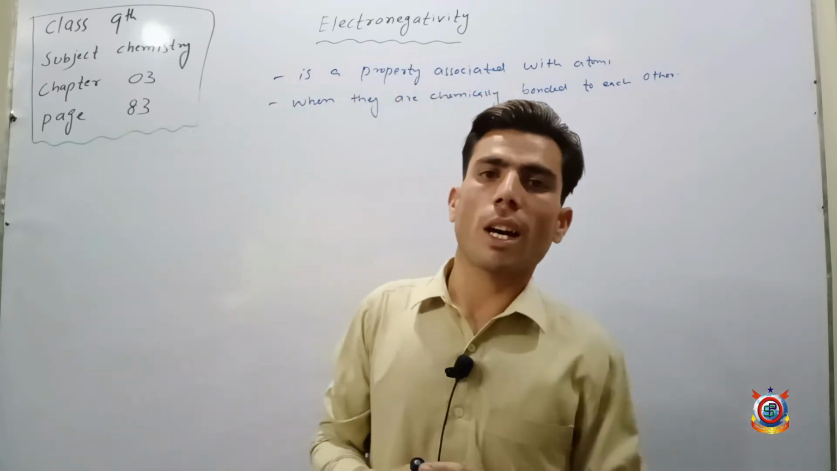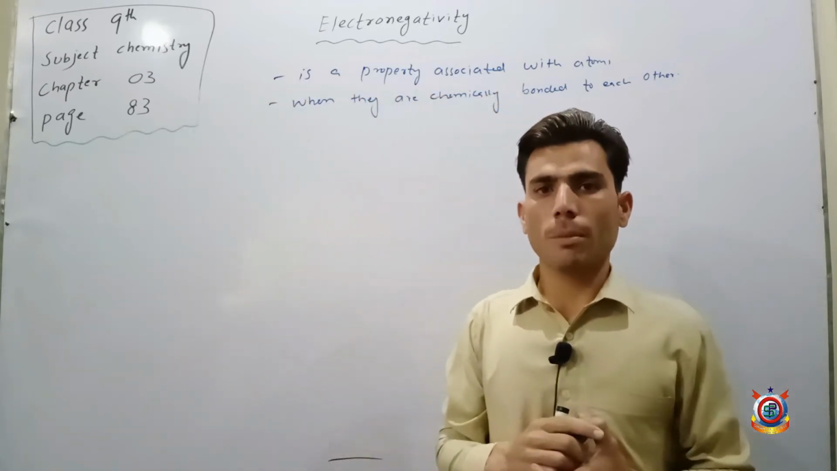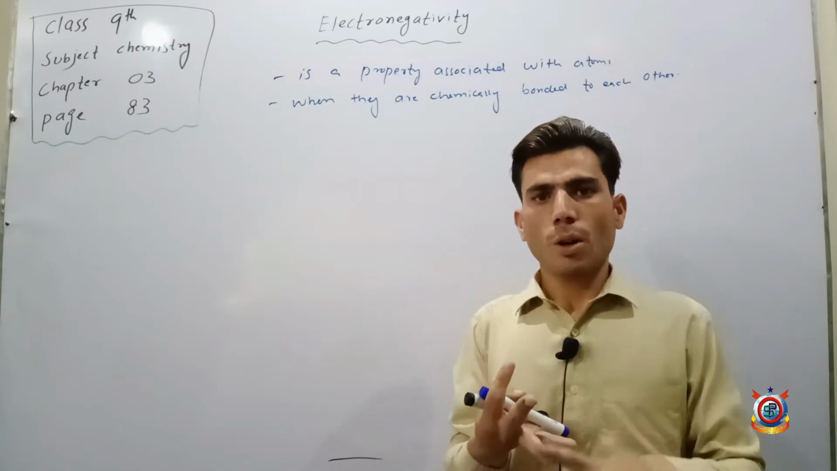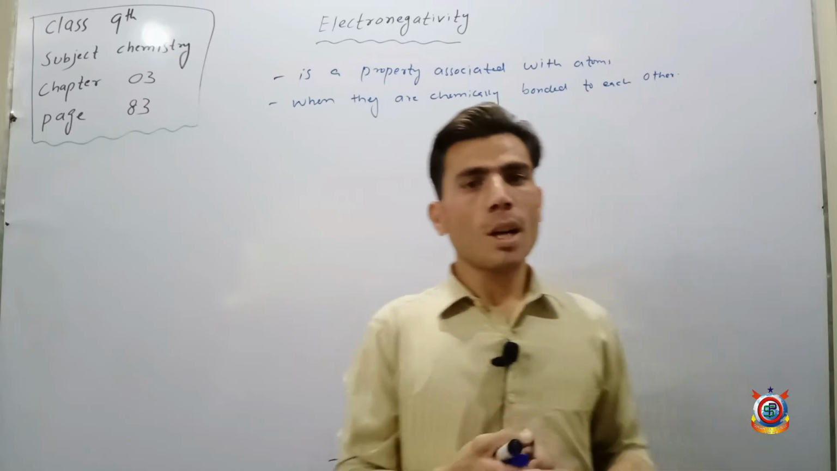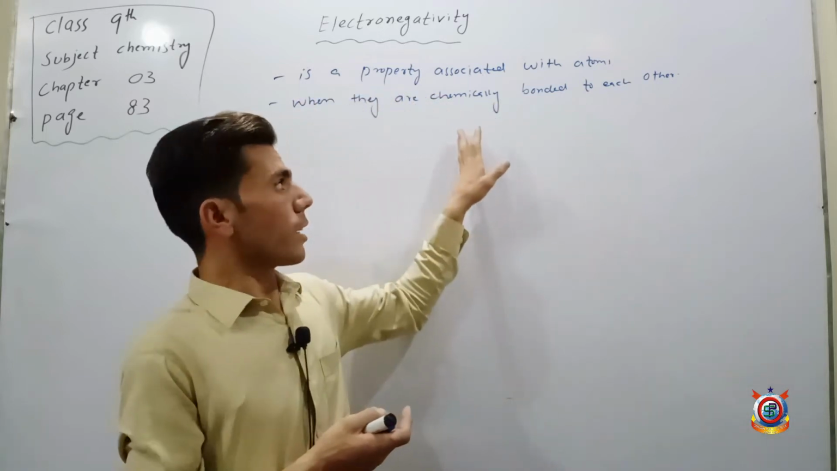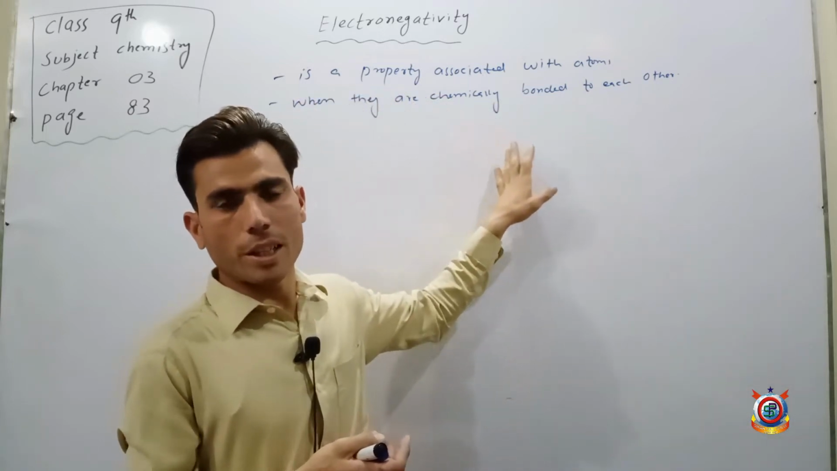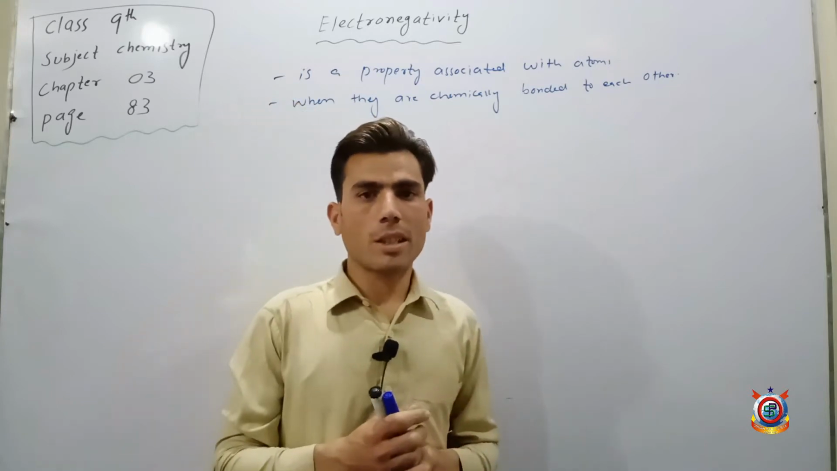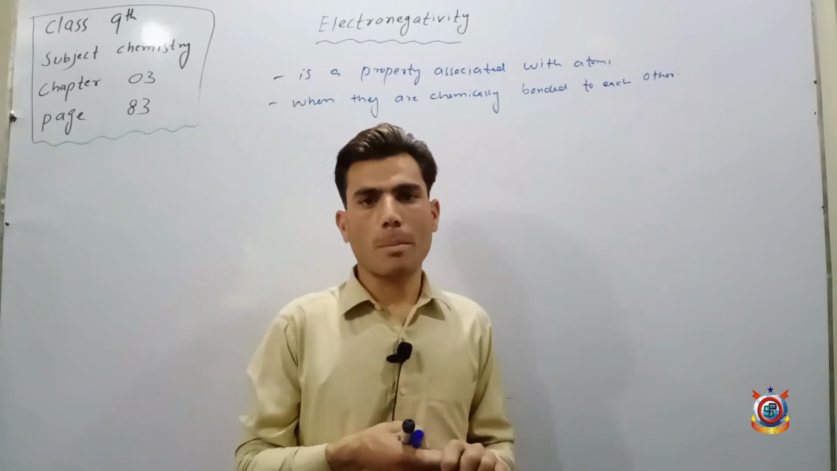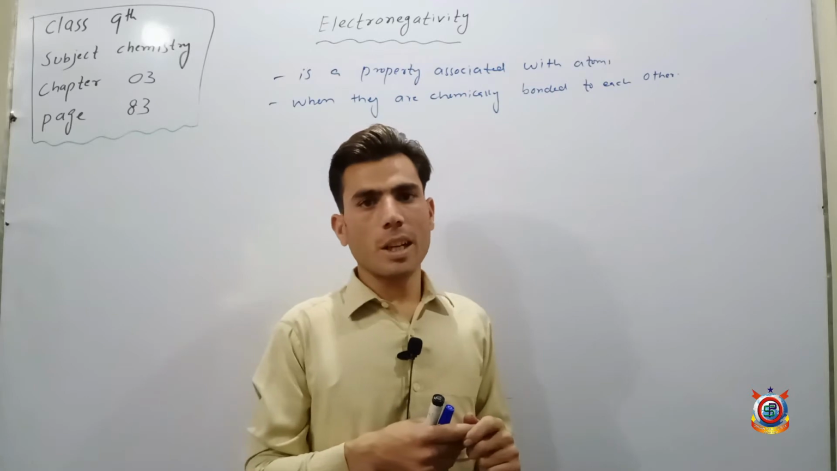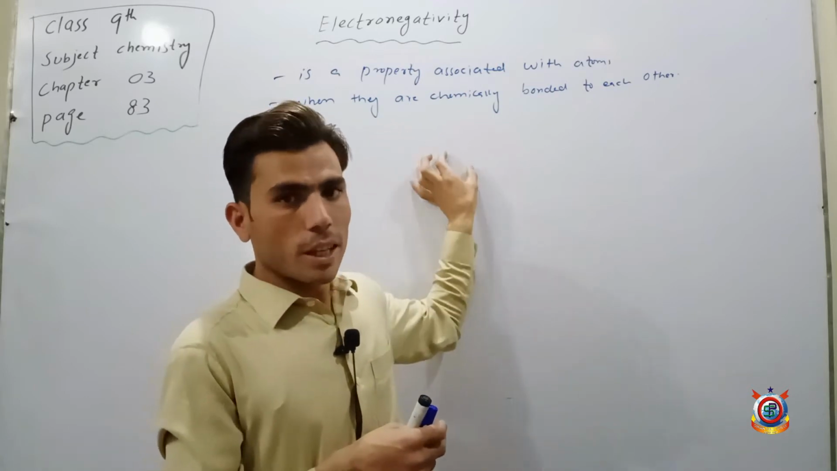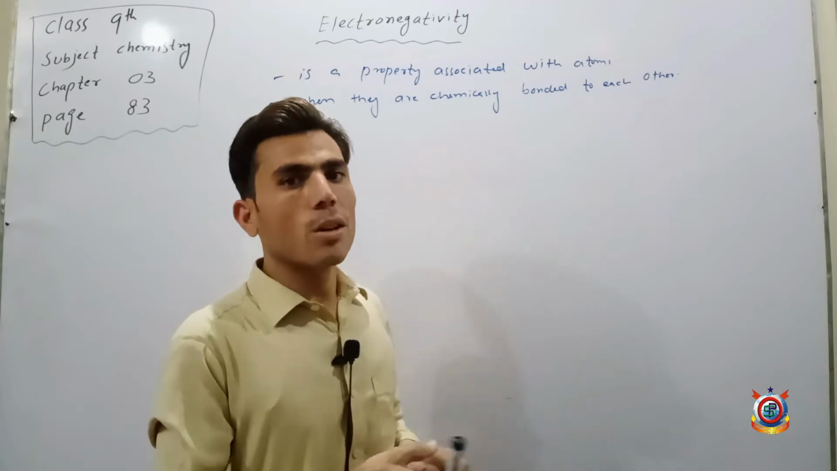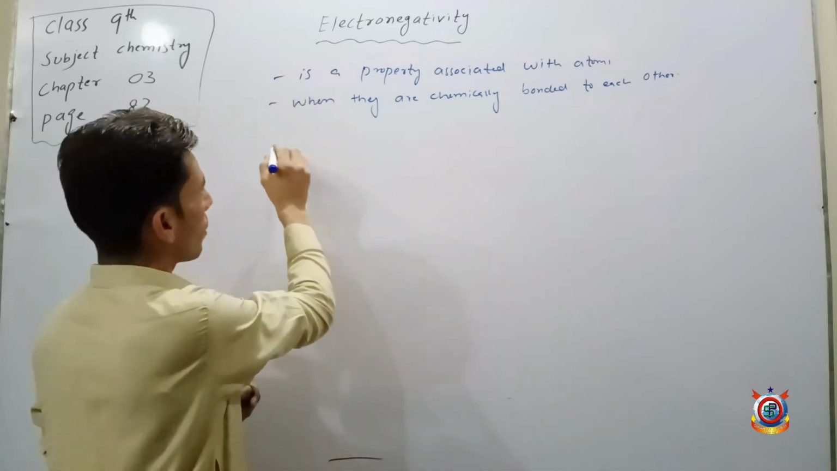Dear students, there are four types of chemical bonds: ionic bond, covalent bond, coordinate covalent bond, and metallic bond. Inshallah we will discuss all these types of bonds in the next chapter in detail. But here I would like to say something about the second type of bond, which is called covalent bond.